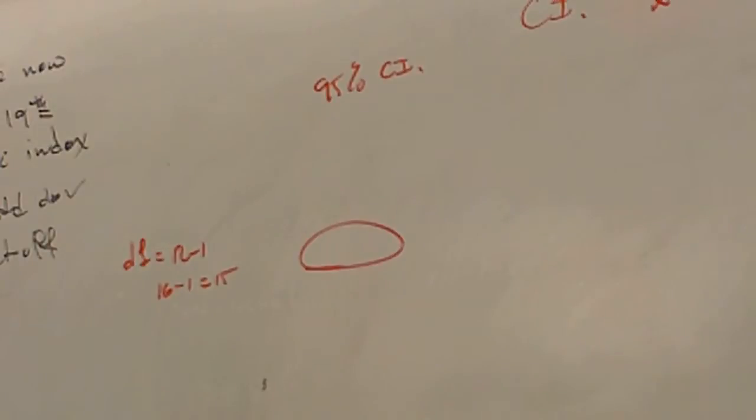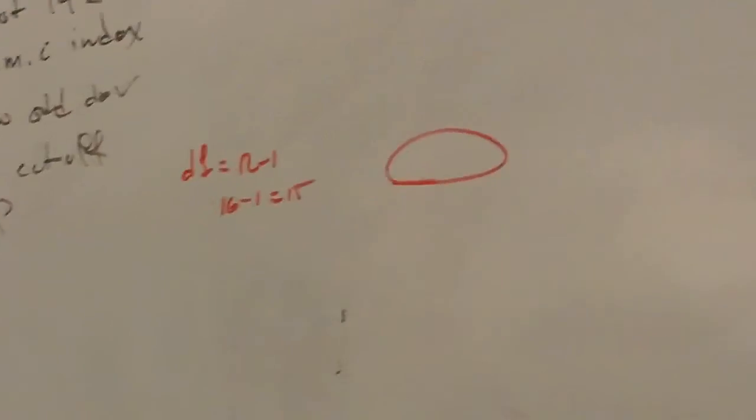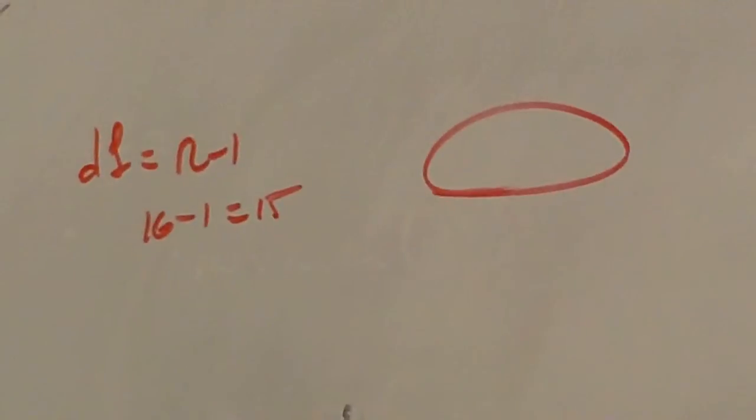So we're in the 15 row, 95% confidence interval column. Make sure you get the right column. Row 15, and what do you find? 2.131.